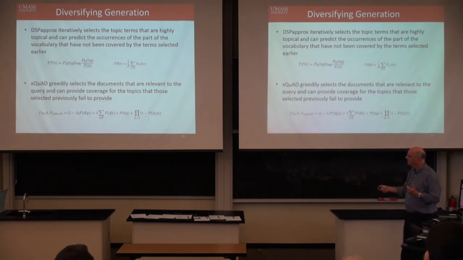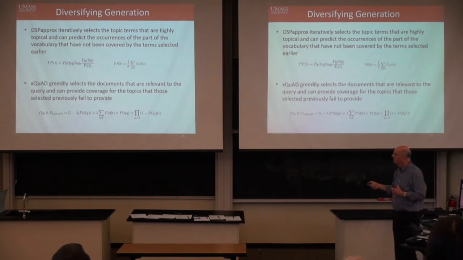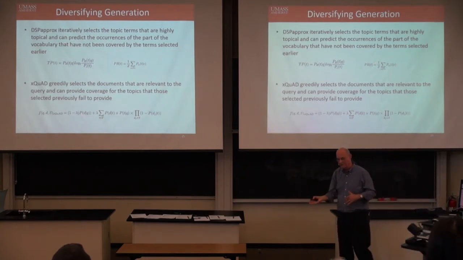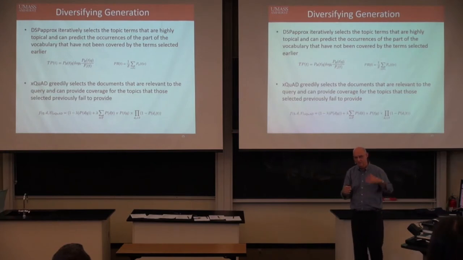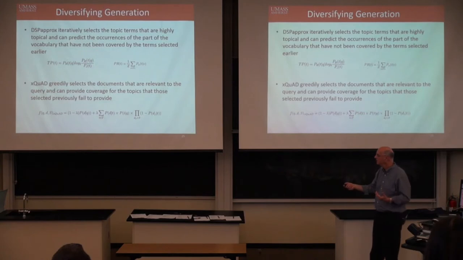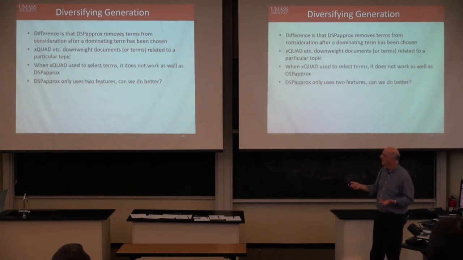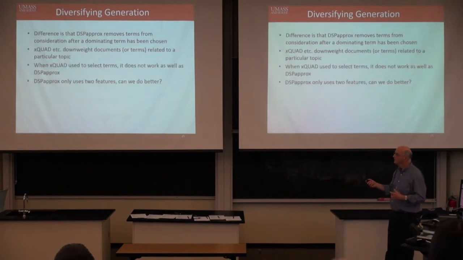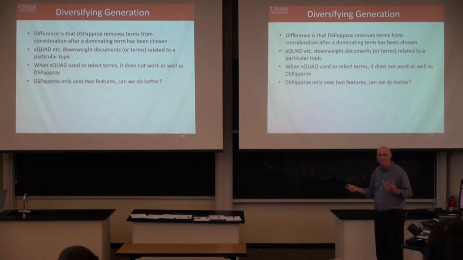We tried using this framework because you can directly use it for this problem. In other words, instead of trying to get a broad coverage across topics, what we want is to rank terms that have a broad coverage across vocabulary. We can replace these probability estimations with probabilities related to topics and vocabulary. So instead of DSP and Prox, we could use an xQuAD type approach to ranking the vocabulary. We tried various variations of it, and it doesn't work. Well, it works, but it doesn't work as well.